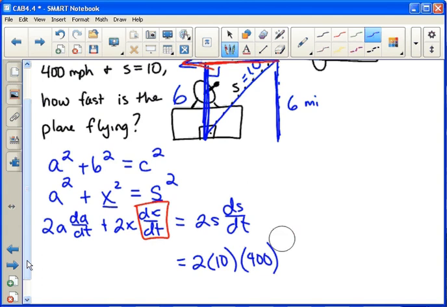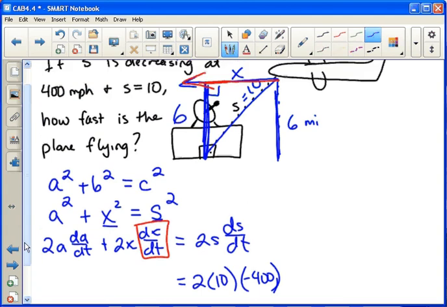So if we come back to the front of the problem now, 2a, we know a is 6 miles. That's the height of the triangle. So what about dA dt? How quickly is that changing? Well, if you remember, I said that it's flying at a constant altitude of 6 miles. That means the height of this triangle is not going to change. And if something is not changing, then its rate of change is 0. So that's actually going to wipe this term out completely. We don't even need it.